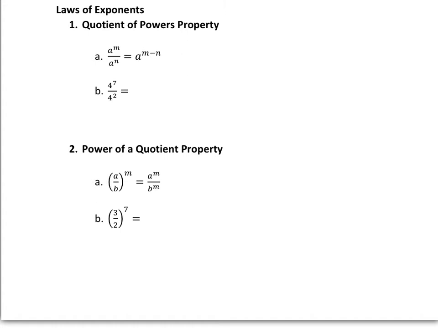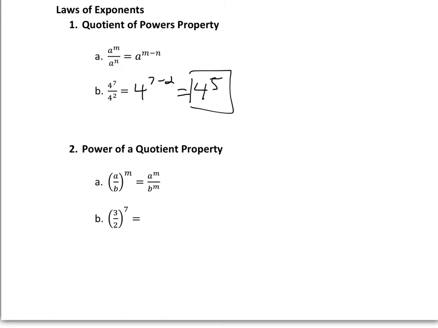So a quick example here: 4 to the 7th divided by 4 squared. You've got the same base, so you just keep that same base, that base of 4, and then you subtract the exponents, 7 minus 2, which is 4 to the 5th power, and you could work that out in your calculator to get the actual answer.